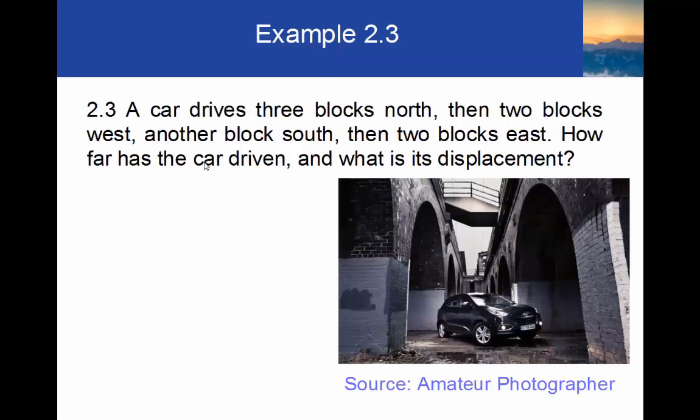For our next example, we consider a car which is going to drive 3 blocks to the north, then 2 blocks to the west, then another block south, and finally 2 blocks east. And so the question is, how far has the car driven? And also, what is its displacement?